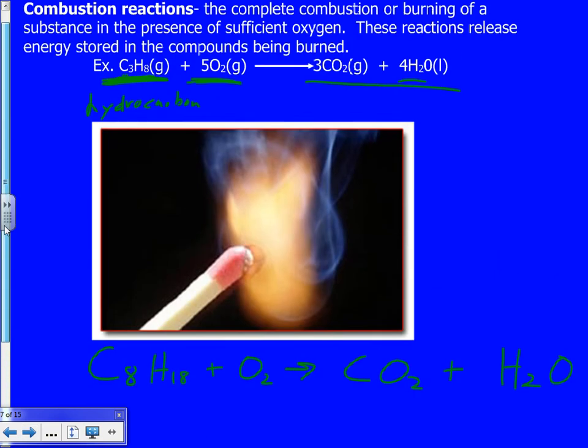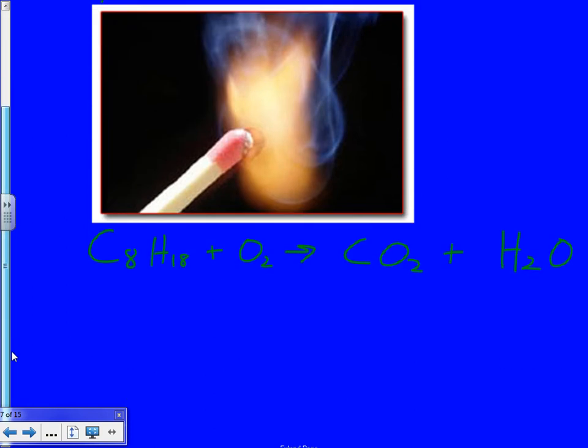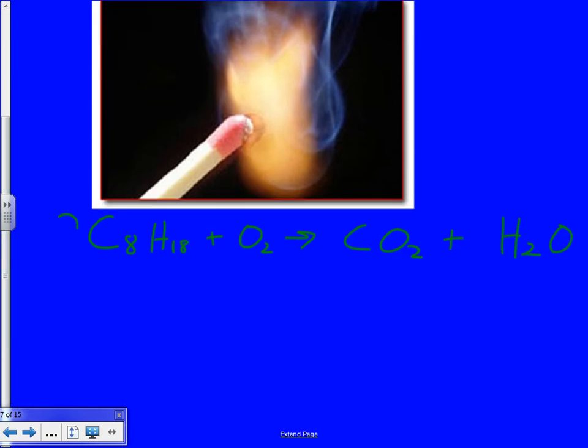C8H18 plus oxygen gas gives CO2 and water. Okay, now, this is the little balancing rule here: when you have an odd number of carbons, you can start the reaction with essentially a 1. But when you have an even number of carbons, you have to start with the first even number, 2. Okay, what's 2 times 8? 16. All right, so I'm going to put a 16 over here.